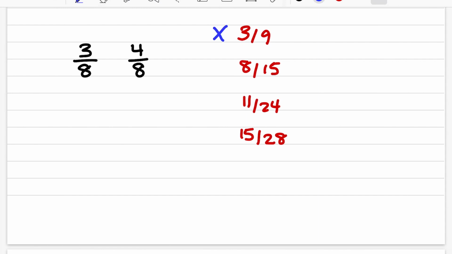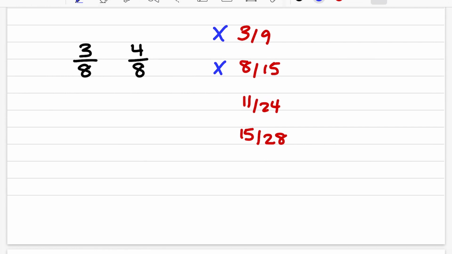8 over 15. So another way we can do this is say, well, we know that 4 over 8 is 1/2, but 8 is slightly bigger than a half of 15, right? Because 7.5 is half of 15, so 8 is slightly bigger. On the number line, 8 over 15 would be slightly bigger, and again, that means it can't be in the middle.